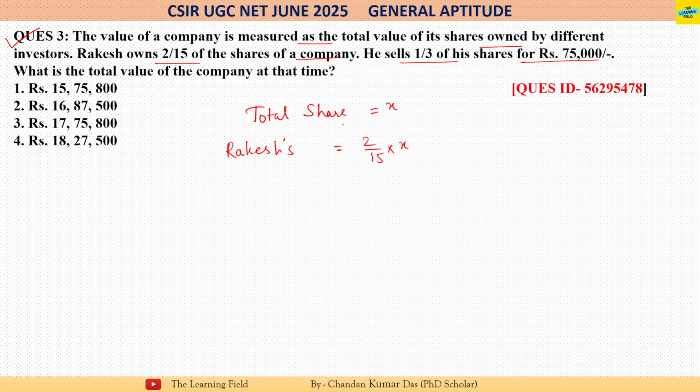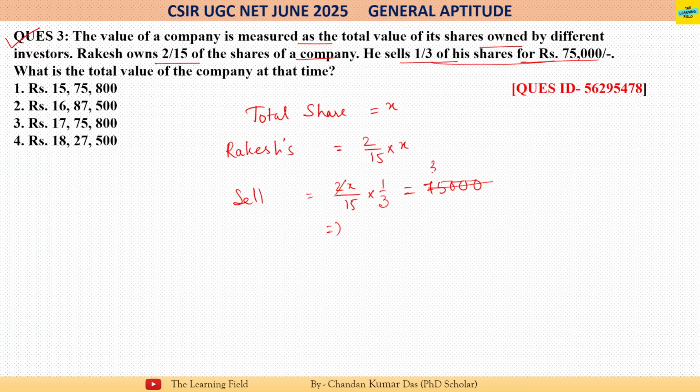Now this is Rakesh's share. He sells one third of his share. So sold is 2x by 15 into one third, and this value is equal to 75,000. Now we can easily calculate the value of x.